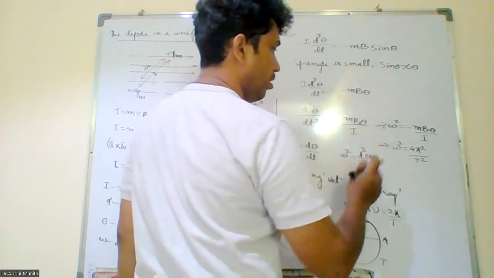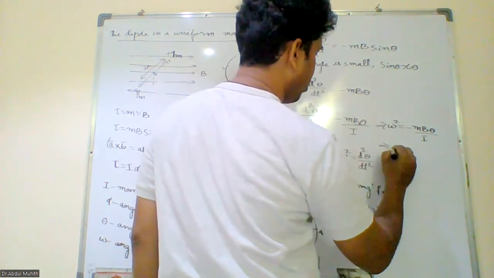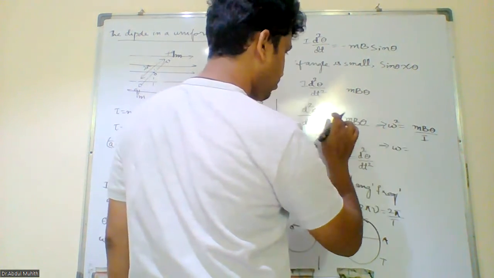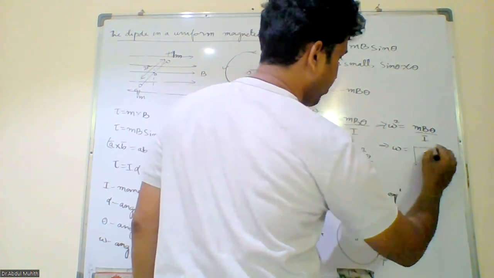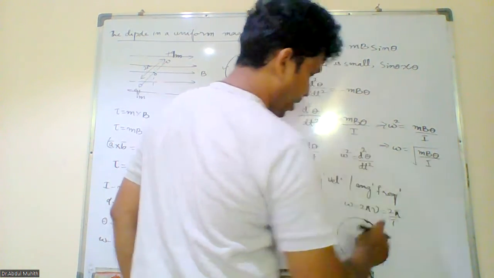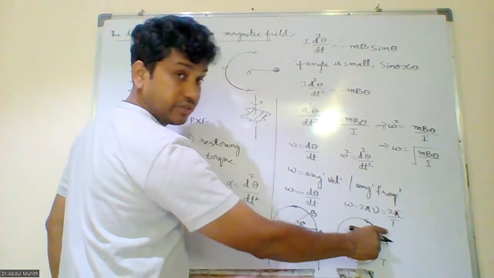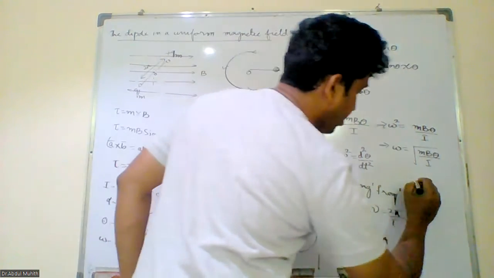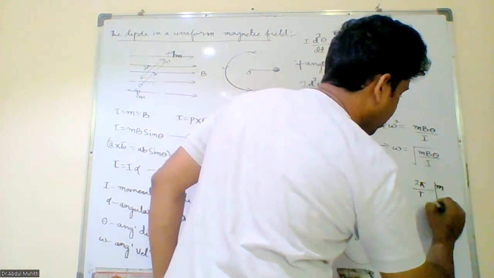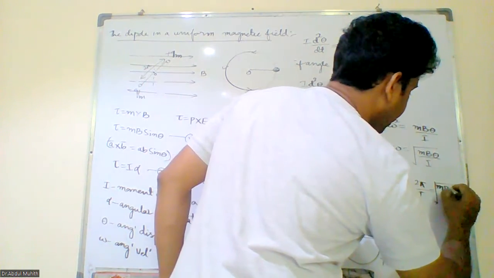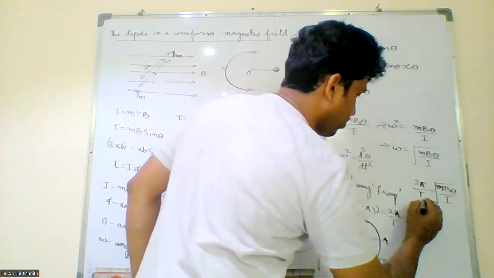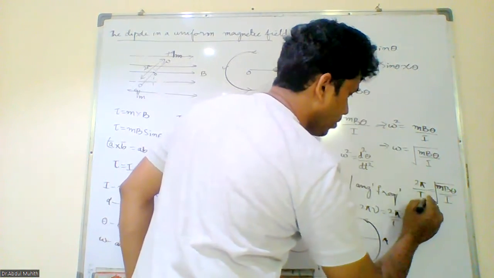Or I will not write like this. I'll write omega is equal to, I'll write the magnitude only, because minus we cannot find out the value. Square root of mB theta by I. But what is omega here? 2 pi by T, is it not? So I'm equating both of them. 2 pi by T is equated to the square root of mB theta by I. So T is equal to how much? Cross multiply, T will come out.